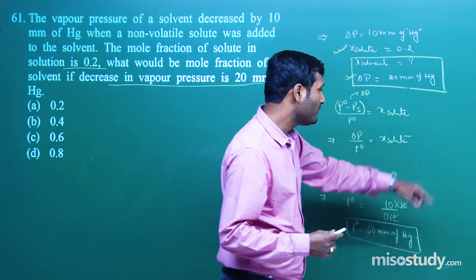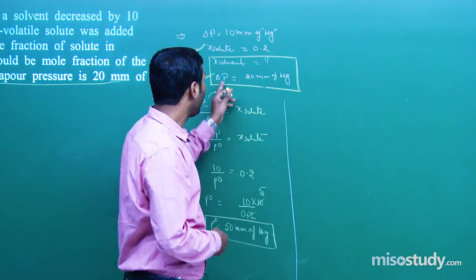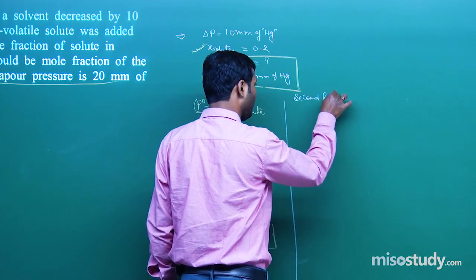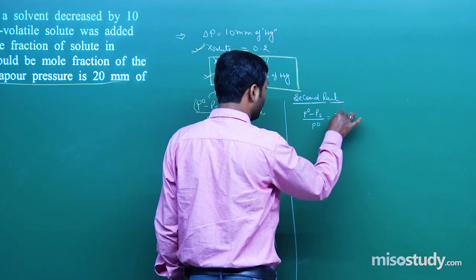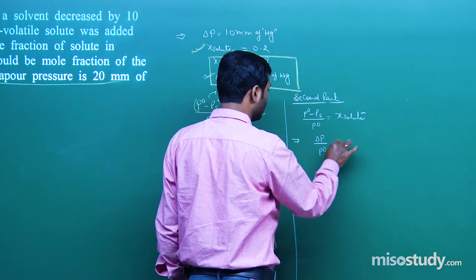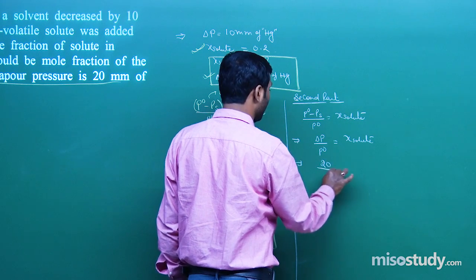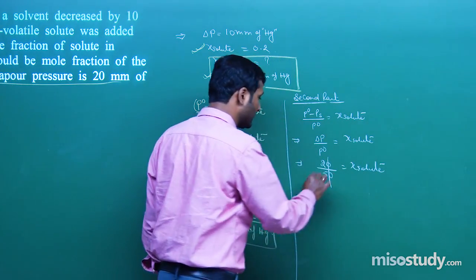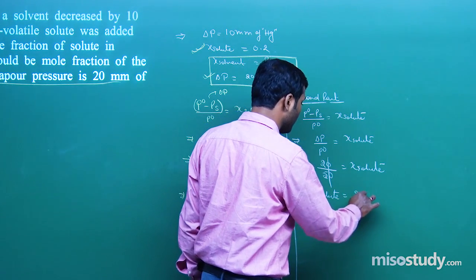Now let's move to solve the second part. It is given, now find out the mole fraction when delta P is 20 mm. Again, P naught minus Ps upon P naught is equal to mole fraction of the solute, that is delta P upon P naught. What is delta P here? That is 20 mm. And P naught we have got as 50. This will cancel, and we are getting mole fraction of solute is equal to 2 by 5.